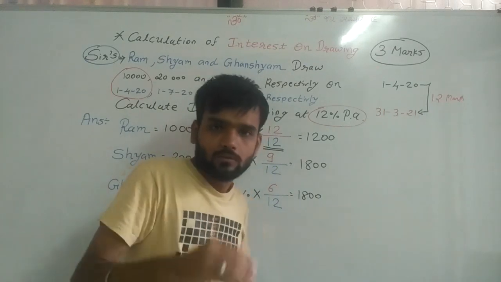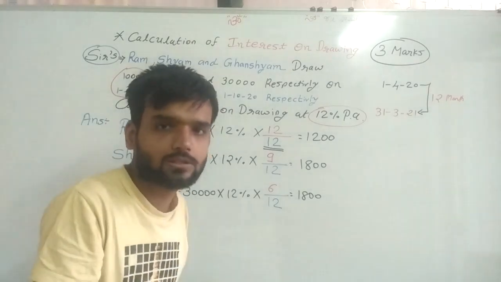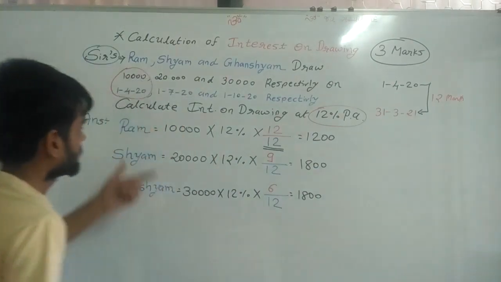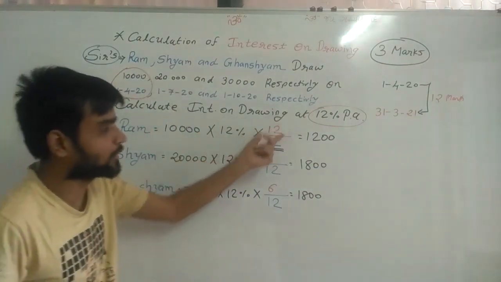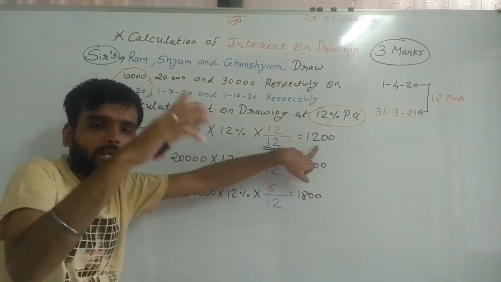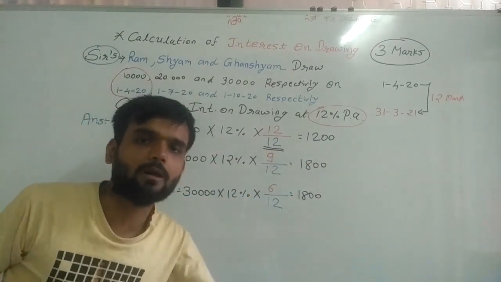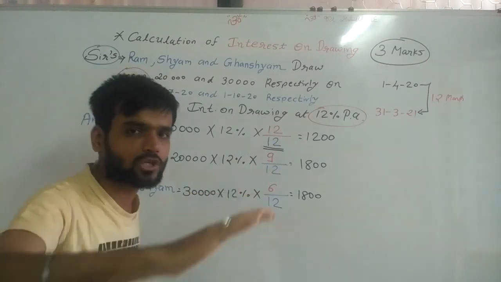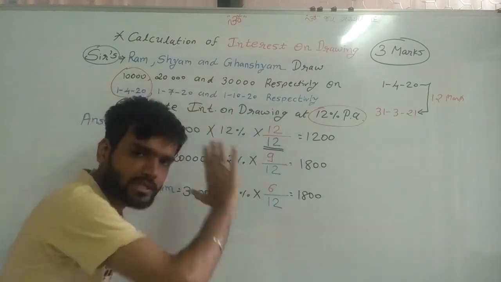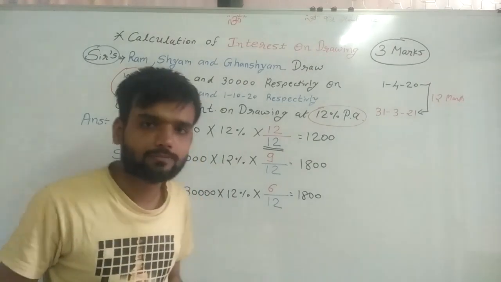So we need to pay, or we need to receive from Ram, interest on 12 months. So Ram's calculation: 10,000 into 12% into 12 upon 12. Answer is 1200 rupees. So Ram has to pay 1200 rupees as interest to the firm. So Ram has to pay and the firm has to receive. So the first calculation is completed. Now we are calculating the same thing for the other partner.